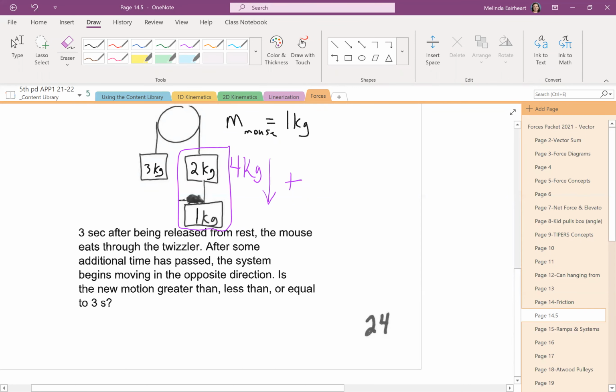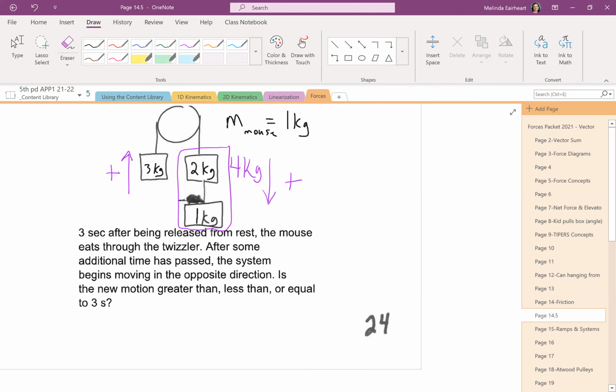And at that same instance, what's the 3 kilogram on the left going to do? It's going to move up. So up is forward on the left, okay? And so remember, a pulley changes the direction of motion. Be careful. It's not just up is positive, down is negative anymore, okay? Forward is positive, should work for you. And so 3 seconds after being released from rest is when the mouse eats through the Twizzler.